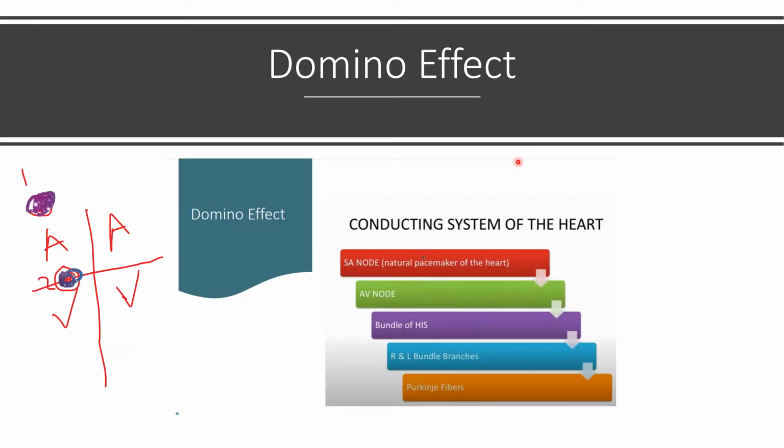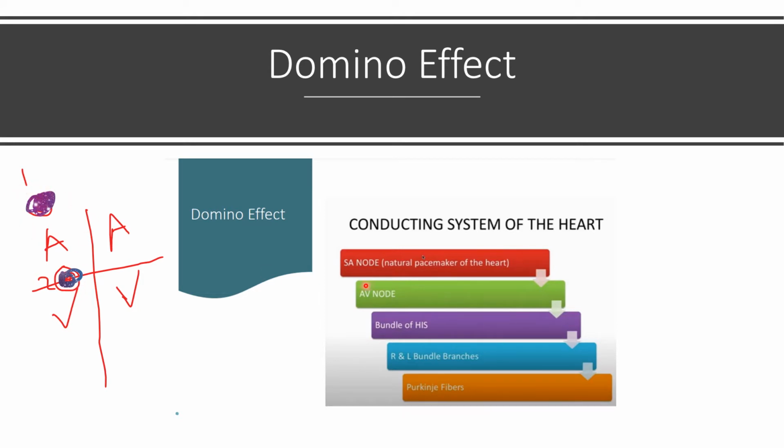It's pretty much like a domino effect. All right, so what I did here is I drew a little cross. Okay, I can see my cross. And then I have my A, my atriums there, and I have my V, my ventricles. I have my nodes, my AV, my SA, and my AV nodes.